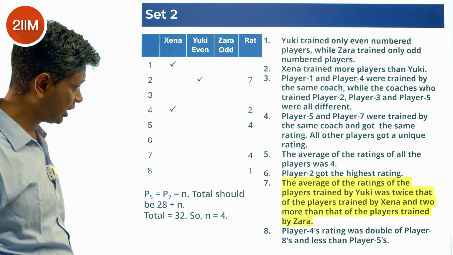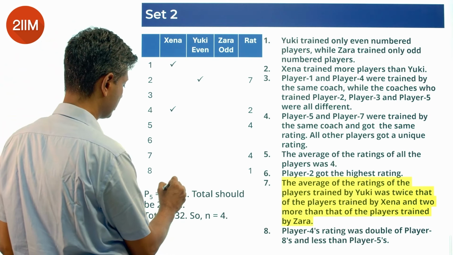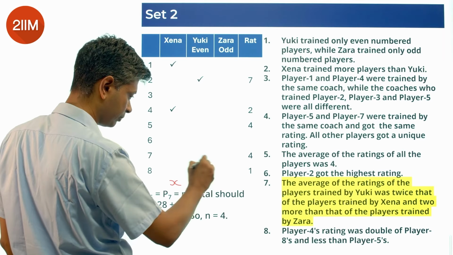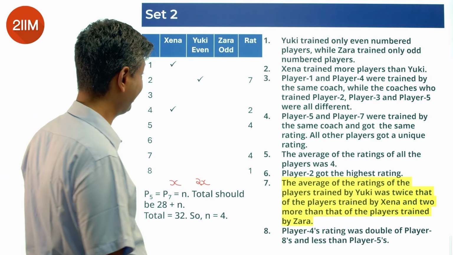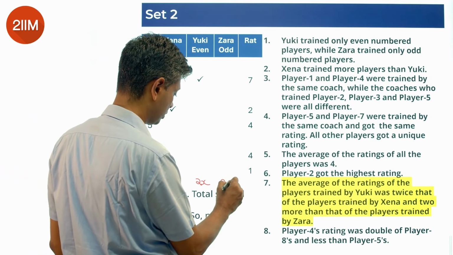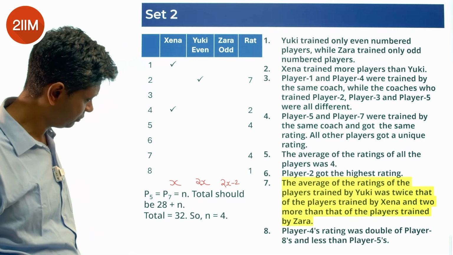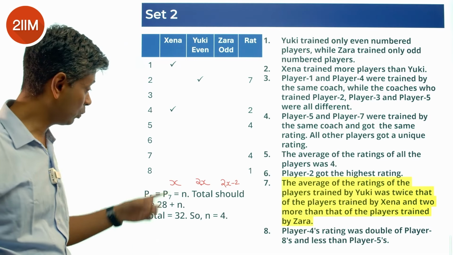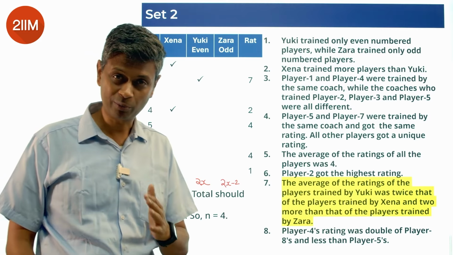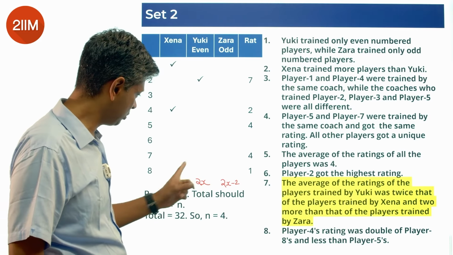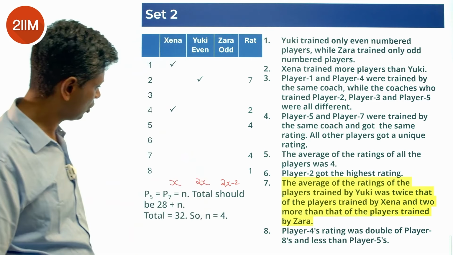The average of the ratings of players trained by Yuki was twice that by Zena. If Zena's average was X, Yuki's average would be 2X. And 2 more than that of the players trained by Zara, so Zara's is 2X minus 2. Very interesting. If X were 1, this will be 2, and 2 minus 2 is 0, not possible. If X were 2, this will be 4, and 4 minus 2 is 2. 2 is also not possible.